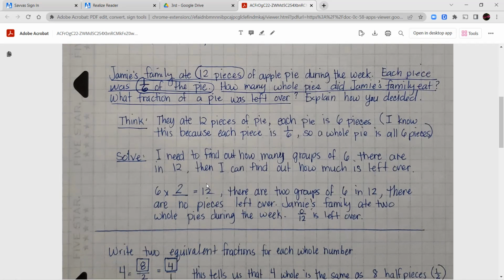They ate 12 pieces of pie. Now I know that each pie is 6 equal parts. I know this because each piece is 1/6 of the pie. So the whole pie is going to be 6/6. So I need to figure out how many groups of 6 there are in 12. That way I can figure out how many pies they ate and how much is left over. Now I know from my basic facts that 6 times 2 is 12. So there are 2 groups of 6 in 12, which means there are 2 whole pies that they ate, and there are no pieces left over.